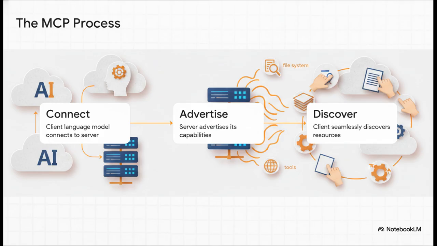Step 1, the client connects to the server. But here's the absolute magic in Step 2. The server dynamically advertises its capabilities. It basically says, hey, here's exactly what I can do. Step 3, the client discovers these and just uses them. The model doesn't need to be pre-programmed with all these complex endpoints anymore.